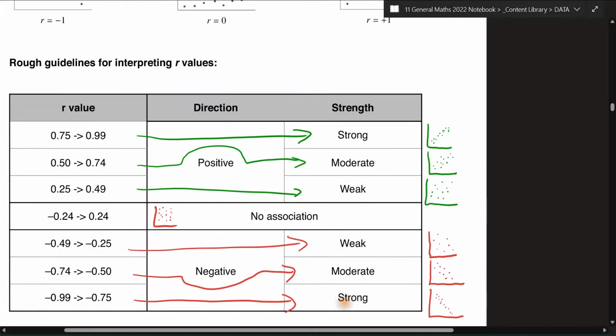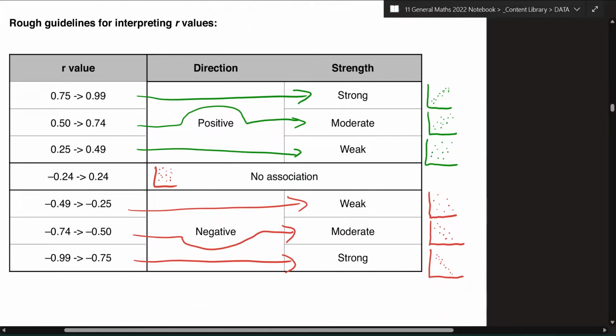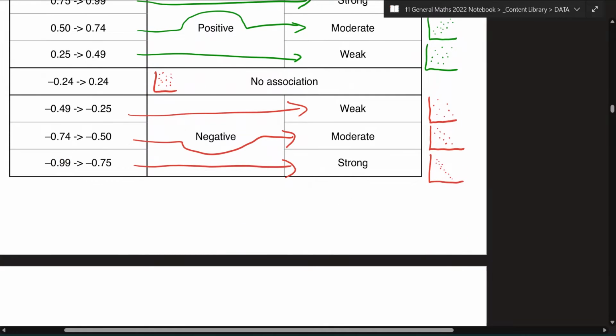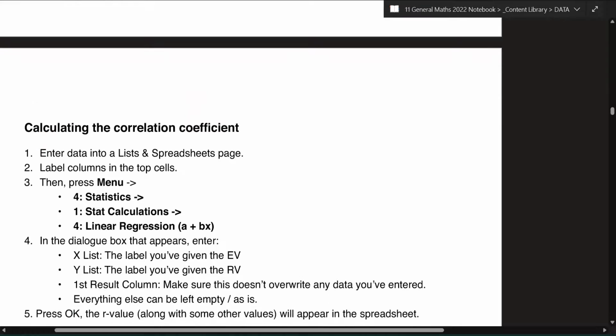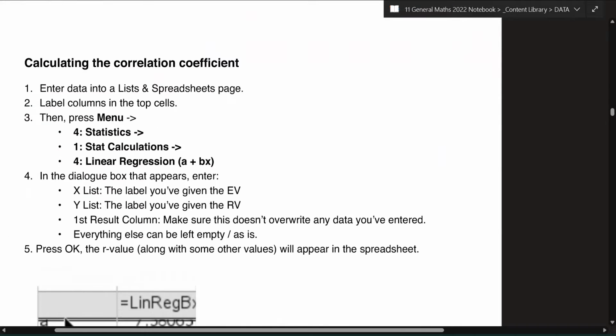Okay, pretty straightforward. But now you might be asking, how do I get this R value? Where do I find this R number? This is where we now use a calculator. So please get your calculators out and we'll get them ready. But I'll show you real quickly how it's done right here. So calculating this R value, remember, correlation coefficient just means the R value. How do I find that R value?